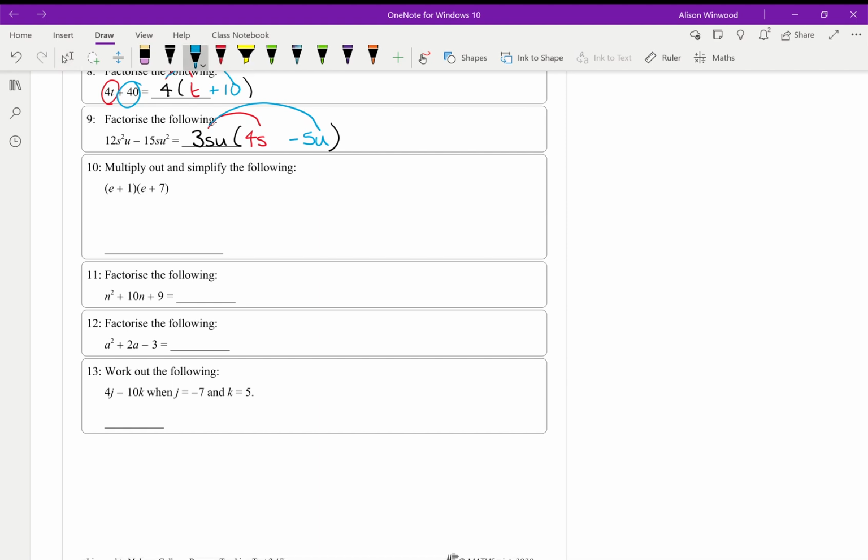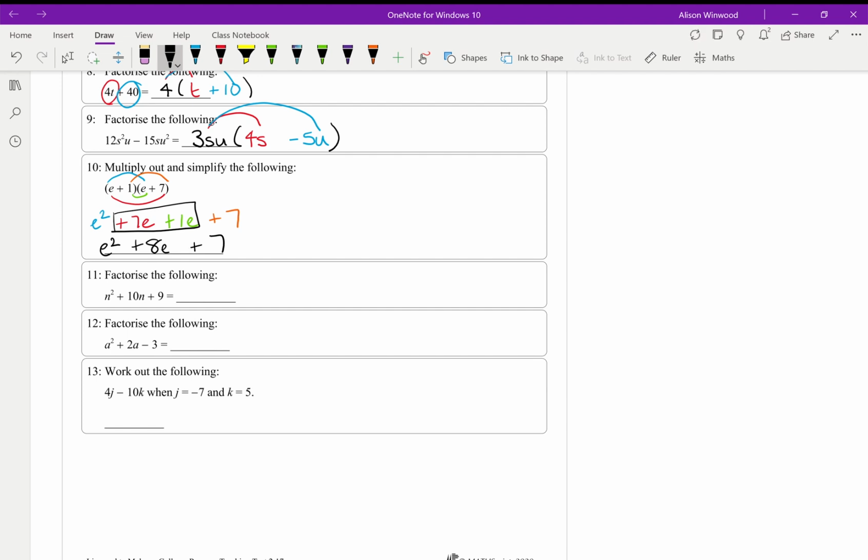Straightforward FOIL. Firsts is e squared, outers 7e, inners 1e, and lasts 7. And simplifying, that gives me e squared. In the middle I've got 8e plus 7.